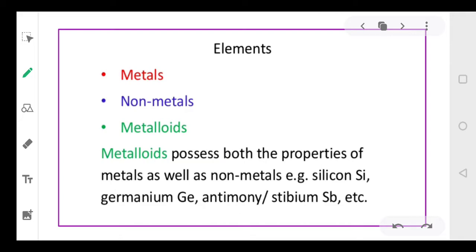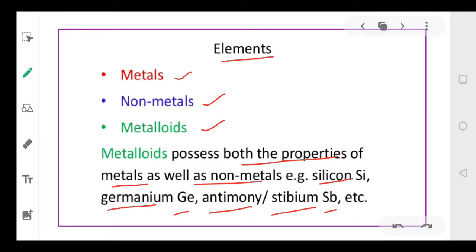So as I told you, elements we can categorize into metals, non-metals and metalloids also. Metalloids basically are the intermediate. They possess some properties of metals and some properties of non-metals. A very few examples are silicon, which we can represent with the symbol Si, germanium, the symbol is Ge, antimony or stibium with the symbol Sb. So elements have been categorized into three categories: metals, non-metals and metalloids.